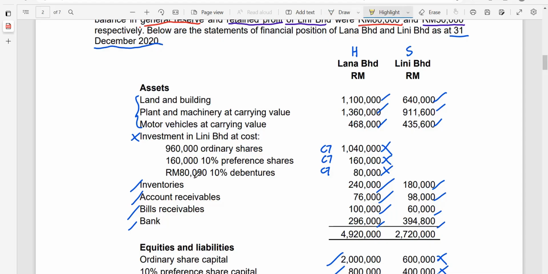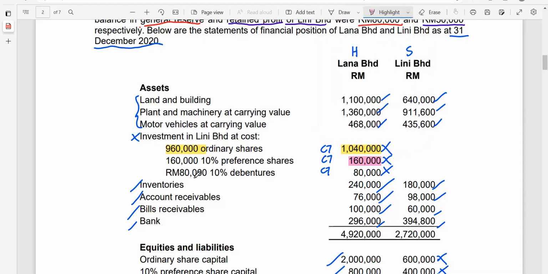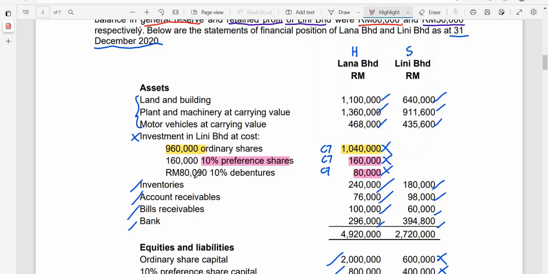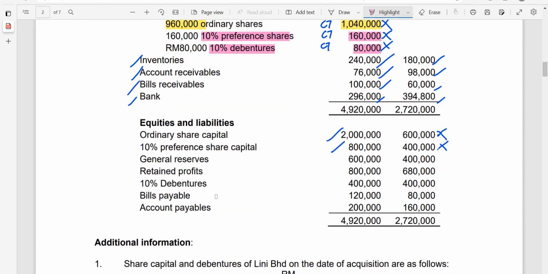This is for the ordinary shares that were acquired, and you will also have the preference shares that were acquired, not all, just part of it, and also the debenture. You also need to do the calculation for goodwill for each of these. We'll be doing that in a short while, but the function here is to prepare the consolidated statement of financial position to combine the assets, liabilities, and equity.